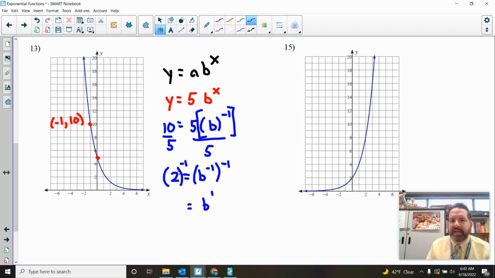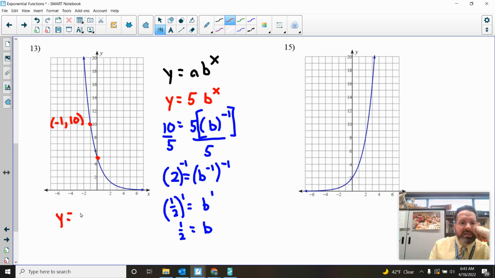Over here, 2 to the negative 1, remember what a negative exponent does. It flips your 2 upside down, and then the exponent of 1 just stays exponent of 1 there. Well, b to the first is just b. A half to the first is just a half, and just like that, you've now got your b value.